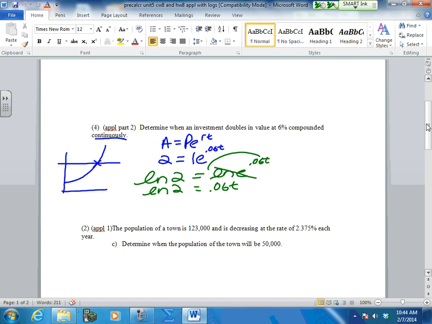I have to solve for t. It's being multiplied by 0.06. So what do I have to do? Divide both sides by 0.06. Okay. So you're going to divide this out. And we should get the same exact answer that you got from your graph. Remember, I want 3 decimal places on your rounding, unless it's money. So when you divide this out, we should find this in years.